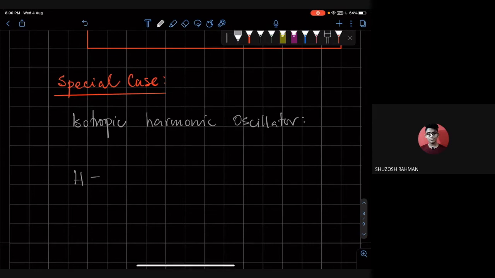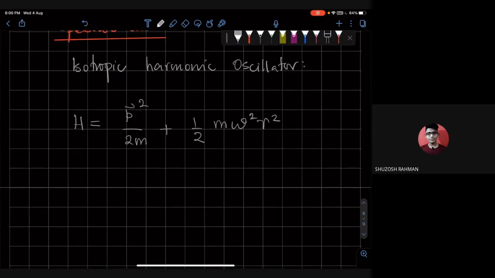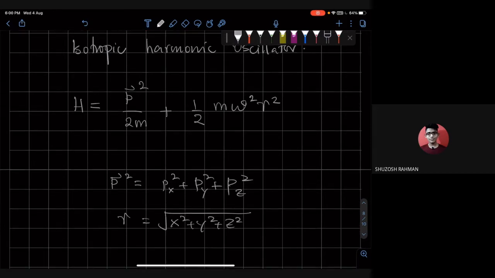So its Hamiltonian is given by p squared by 2m plus half of m omega squared r squared. And of course, p squared is given by px squared plus py squared plus pz squared, and r is given by the square root of x squared plus y squared plus z squared. Okay, so this is isotropic because the coefficients of x squared, y squared and z squared are all the same, and therefore it has rotational symmetry. Any questions about the system that we're looking at?